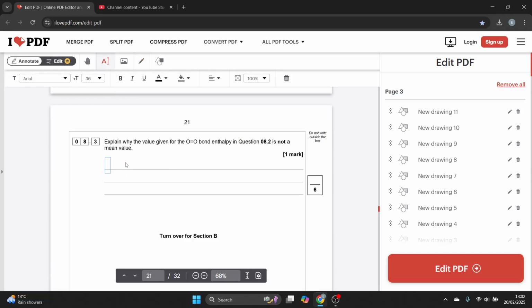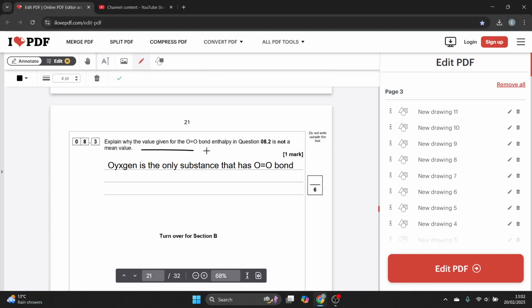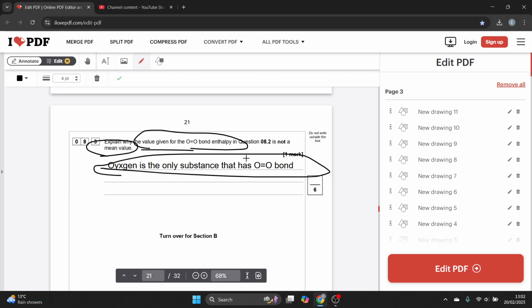And then it says explain why the value given for the O double bond O bond enthalpy is not a mean value. O double bond O, no sorry, oxygen is the only substance that has an O double bond O bond. Therefore, that's why the value given for the O double bond O bond enthalpy is not a mean value, because oxygen is the only substance that has an O double bond O bond.